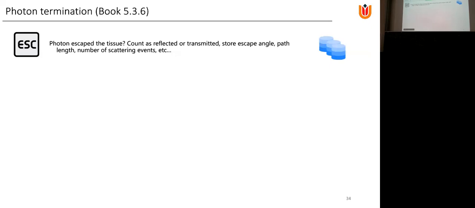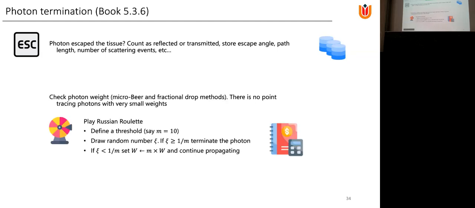Then the last step in the schedule: terminate the photon. Has it escaped? Then we count it as reflected, or we count it as transmitted. We store the things that we were interested in, for example, the escape angle or the path length that the photon took while getting there, the number of scattering events, etc. Whatever you want.